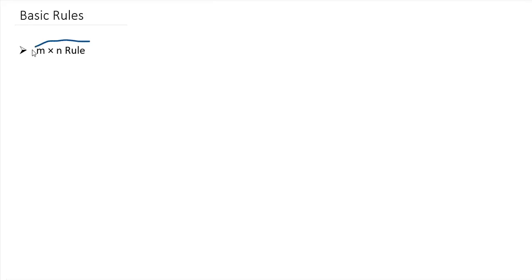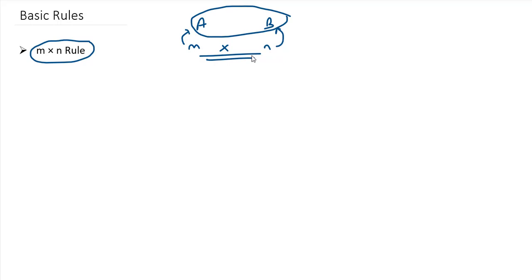M by N rule. This is the most basic and the fundamental rule that you need to understand in order to solve problems based on permutation and combination. So what does this rule state? Suppose there are two tasks A and B. There are m ways for performing the task A and there are n ways for performing the task B. So the total number of ways in which the task A and B can be completed will be given by m into n. This rule can be extended to any number of tasks.